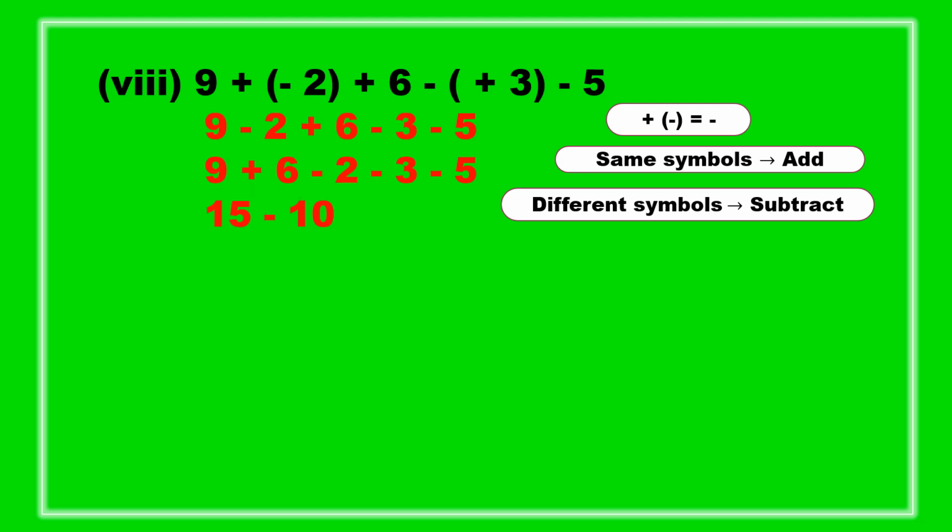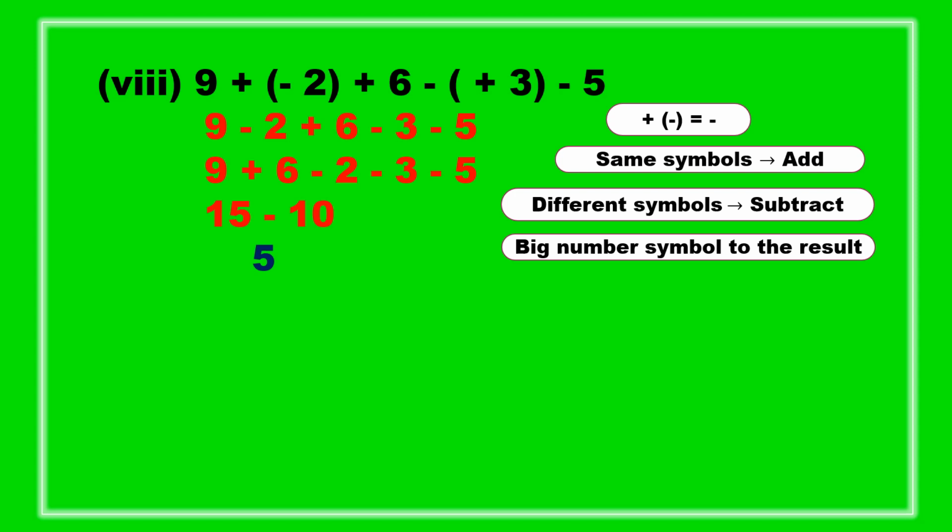Now here these two are subtraction, because these two are different symbols. For different symbols, we should do subtraction. Whenever you are doing subtraction, you should give the answer the big number's symbol. So you should remember that the answer should be given the big number's symbol. So 15 minus 10 is 5. Here 15 is the big number, and it has the plus symbol, so your answer will be in plus.